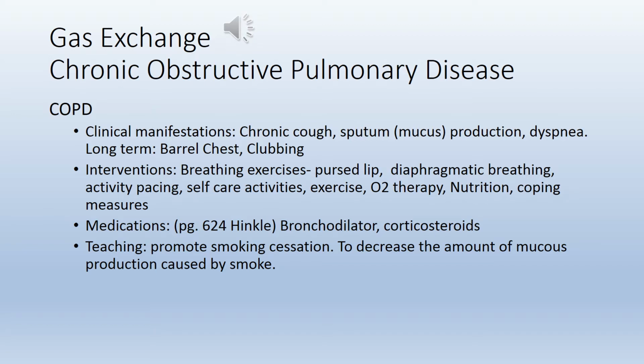Chronic obstructive pulmonary disease is a preventable and treatable, slowly progressive respiratory disease of airflow obstruction involving the airways, pulmonary parenchyma, or both. COPD may include diseases that cause airflow obstruction, like emphysema and chronic bronchitis, or any combination of these disorders. Clinical manifestations are chronic cough, sputum production, and dyspnea. Long-term clinical manifestations are a barrel chest and clubbing of the fingers.